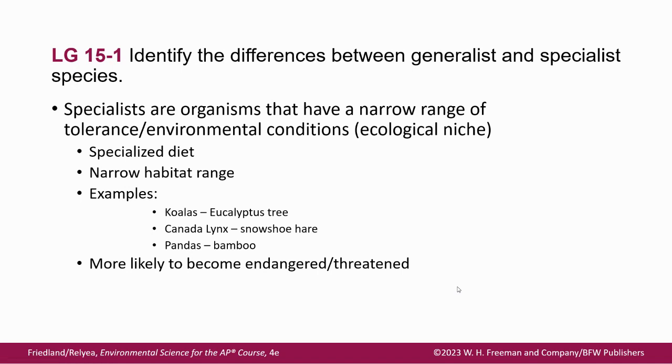Okay, specialists are organisms that have a narrow range of tolerance or environmental conditions or an ecological niche. They have a specialized diet. They have a narrow habitat range. For example, these are endemic species such as koalas, lynxes, and pandas. So they generally do not like change and are very susceptible to becoming endangered or threatened if something happens in their environment. So if all the eucalyptus trees in Australia burn down, or a big forest of them burns down, likely we would lose koalas as well because they're just not well adapted to live anywhere else.